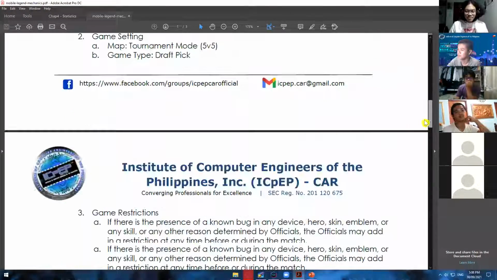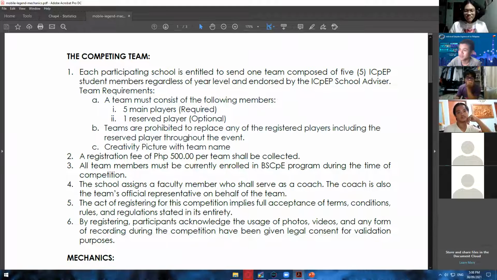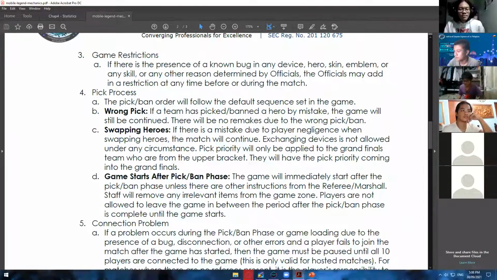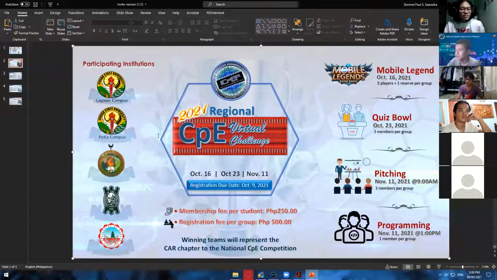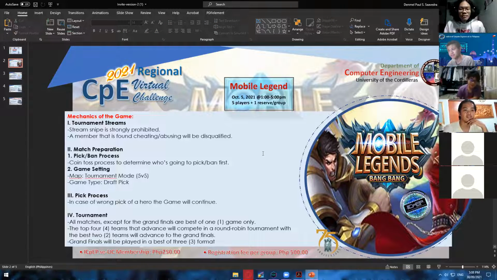Okay, so here is the complete mechanics. Don't worry, I will announce this one. I'll just post this on the announcement so that you can read everything. But to make up a summary, I made another one, so feel free to read this. This one is for Mobile Legends only, since I'm the one in charge of this.